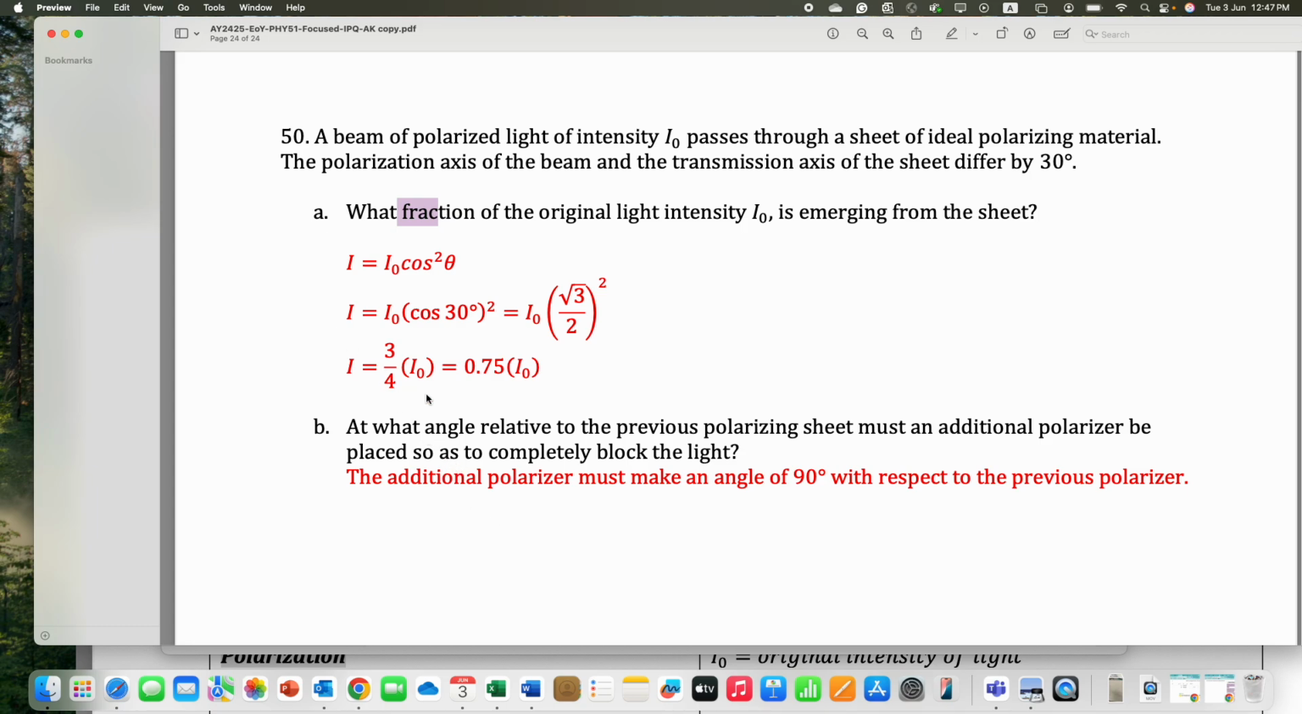Now, at what angle relative to the previous polarizing sheet must an additional polarizer be placed so that the light will be completely blocked? It has to be at an angle of 90 degrees. These are the main points you need to understand about the idea of polarization.